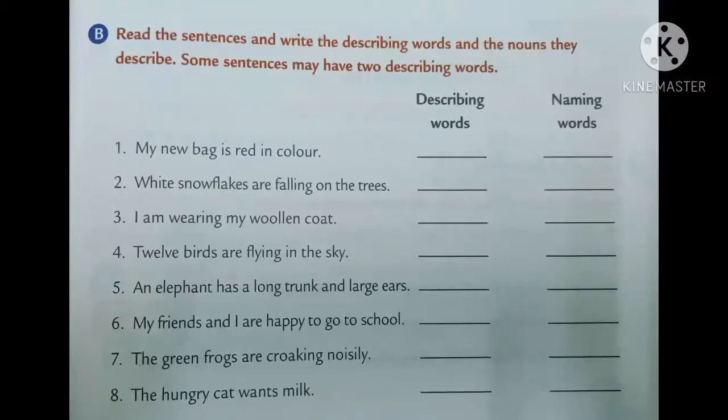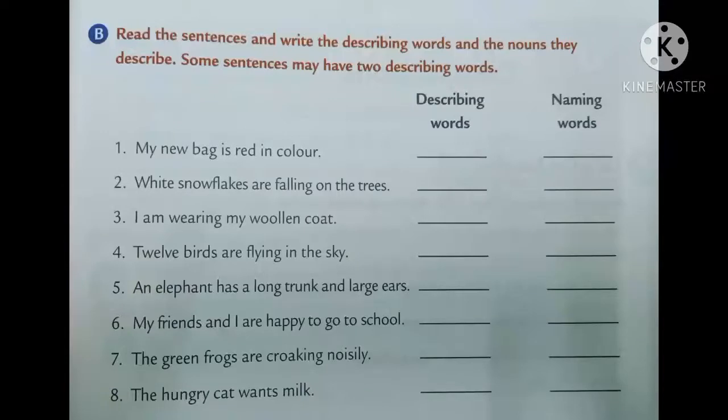My new bag is red in color. Now see, children, my new bag is red in color. Now first tell me what is the noun over here? Name of a thing. Bag. Okay, so bag is a noun over here. Now what kind of bag is it? New bag. And what is the color of the bag? Red. So bag is described as new and red.